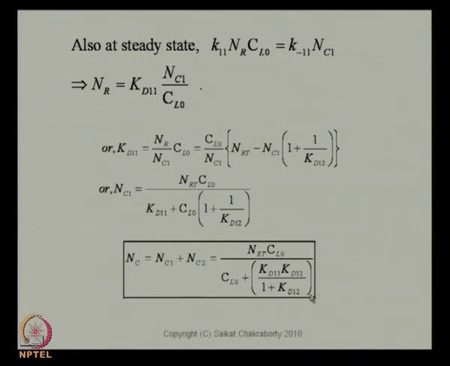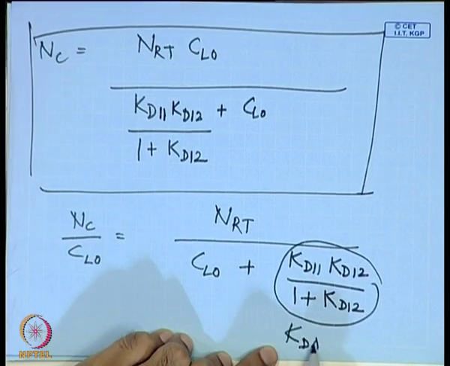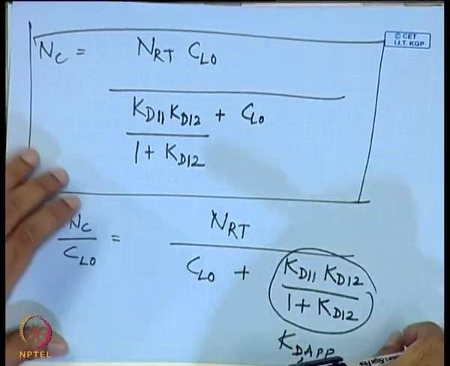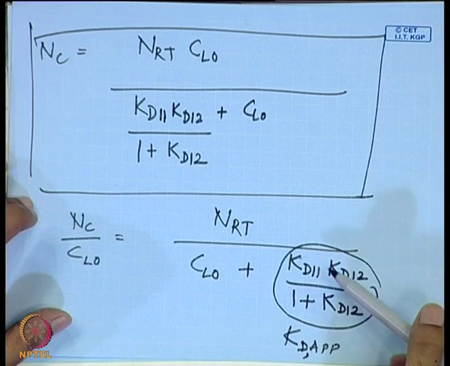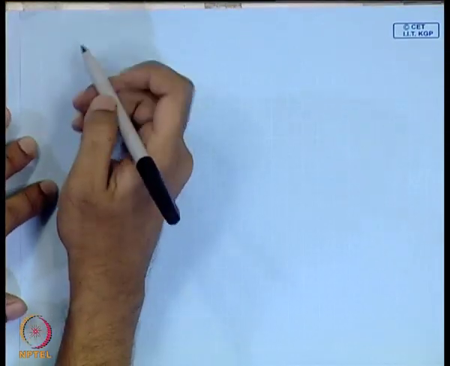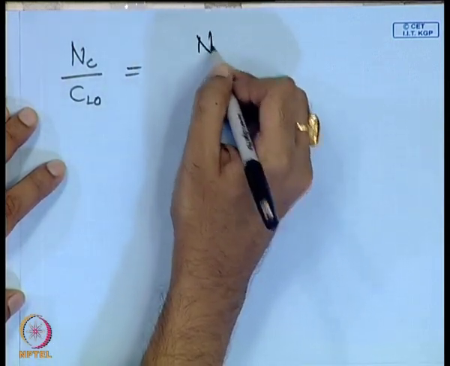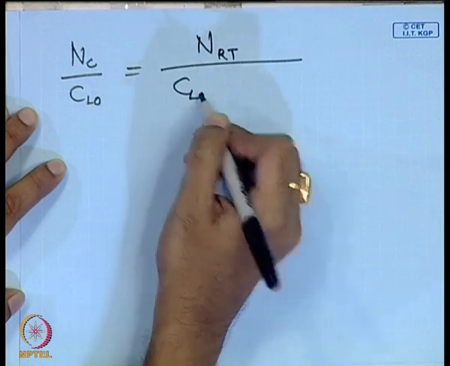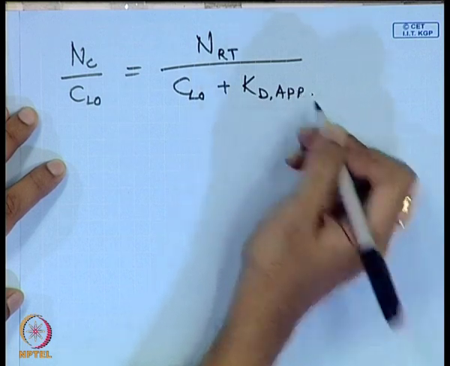So, why did I do it this way? Why did I club it this way? Because if I am to draw a plot of NC, I can write this as KD apparent, my apparent rate constant. If you look at this, it even has the units of rate constant correctly. So, I can write this as KD apparent, which is KD11 times KD12 divided by KD12 plus 1. So, I can now write my plot as NC over CL naught equals nRT over CL naught plus KD apparent.